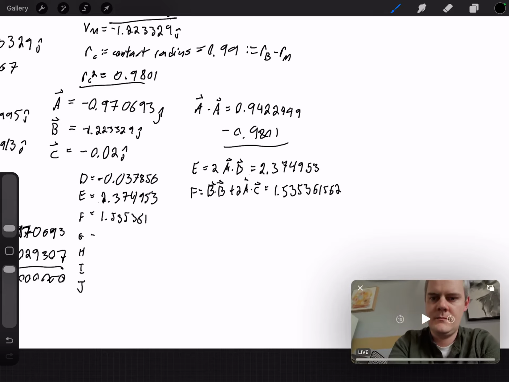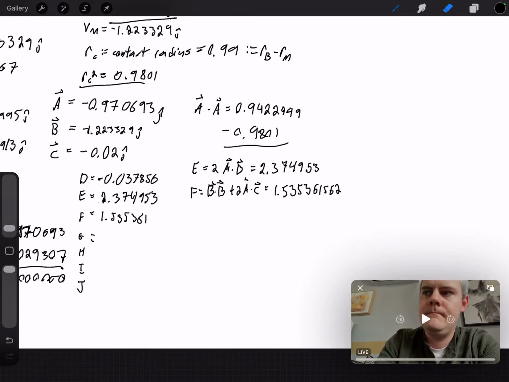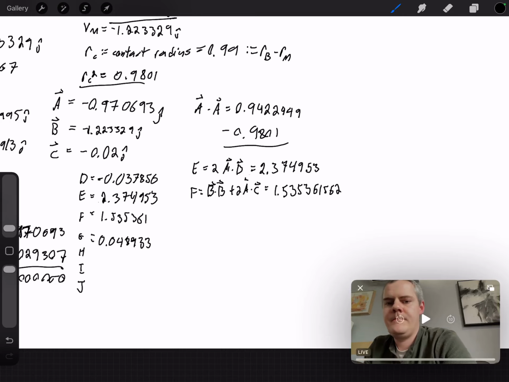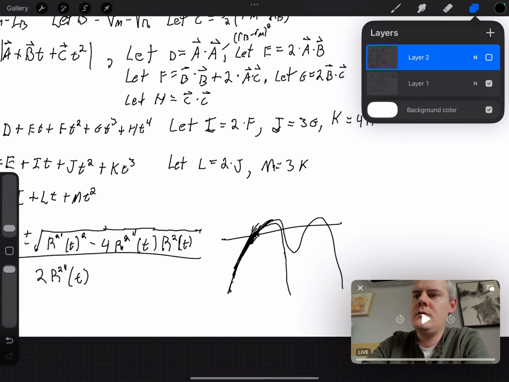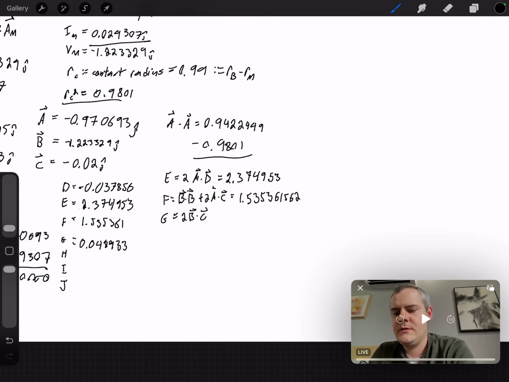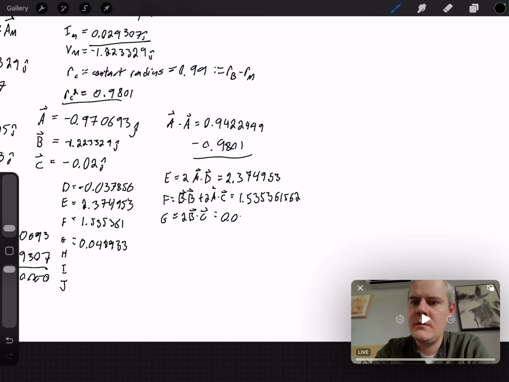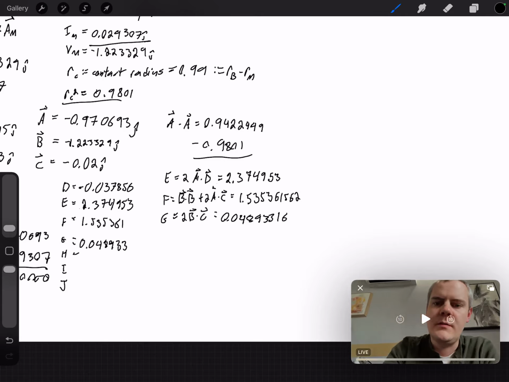Okay. G, 0.048933. And what was G? G was 2B dot C. Plugging those into my calculator. 2 times negative 1.223329 times negative 0.02 gives 0.04893316. H. Oh man, before you know it, we're almost there.